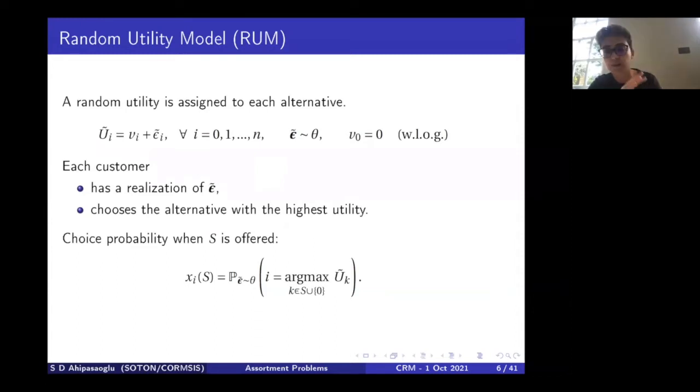So every time that you specify the distribution theta, you get a different choice model. For example, you can assume this to be the multivariate Gaussian. In that case, you assume that you have the knowledge of all the covariances as well.